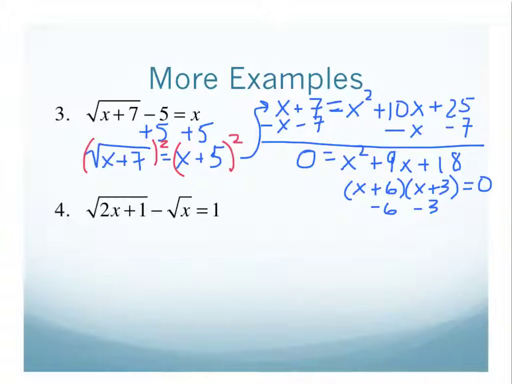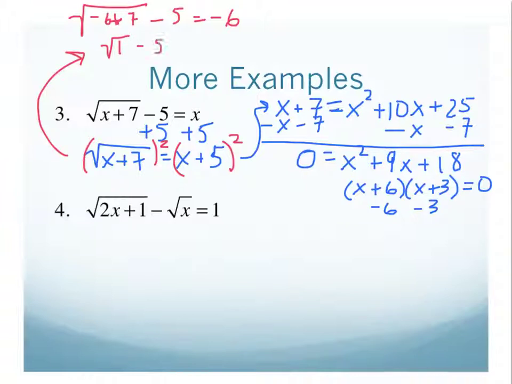I'm running out of space for my second equation, so I'm going to do my checking part up here. Okay, so negative 6 plus 7, the square root of that, and then minus 5. Does that equal negative 6? That's what I'm looking at here. Negative 6 plus 7 is 1, so the square root of 1 minus 5 is definitely not equal to negative 6. Because I can't get a negative 1 out of the square root of 1. I can only get a positive 1. So that negative 6 is not going to work. It's an extraneous solution.